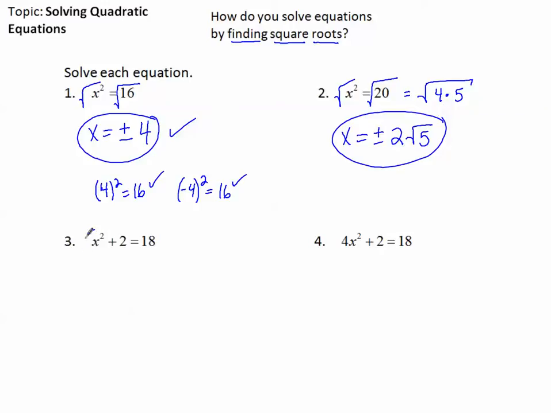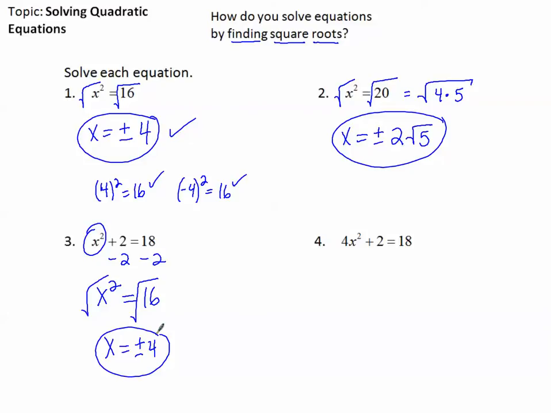If I don't already have the x squared by itself, then I move the other stuff away. So I get down to the x squared being by itself, and then I have the same thing I started with there. Take the square root, x equals positive or negative 4. Same idea here. The x squared is here. I'm just adding a little bit more to the issue. I've got to subtract the 2.